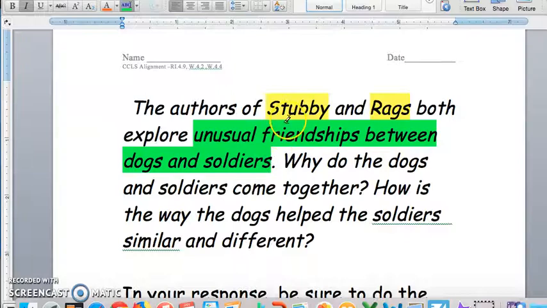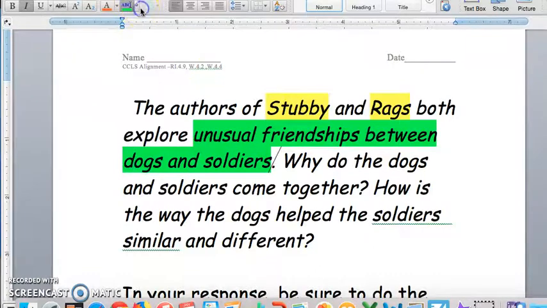All right. So basically, an extended response prompt will always start this way. They'll tell you the names of the authors, maybe they'll tell you the names of the titles for short, but they will definitely give you the topic of the text. So you already know what the texts are going to be about. They're going to be about friendships between dogs and soldiers.